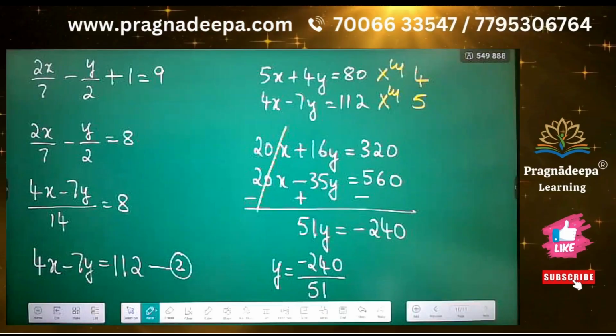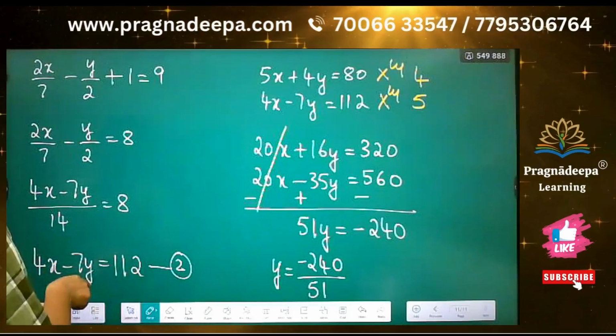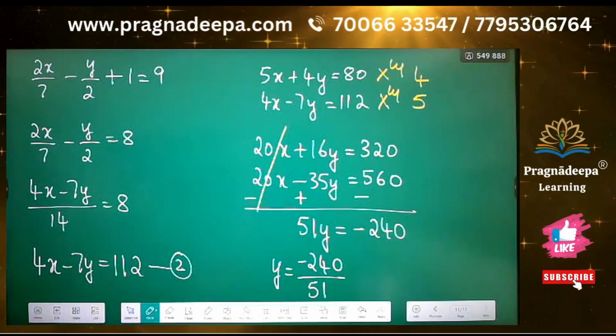Any doubt? Can you people quickly try for x? Where will you find it? Substitute here. Minus 240 by 51. Take the LCM. You can do it. Can you do it quickly?